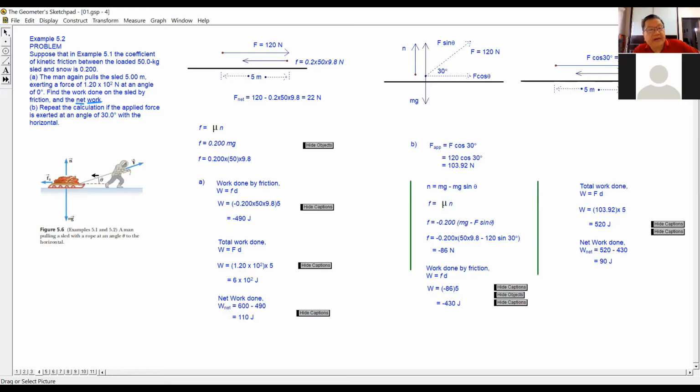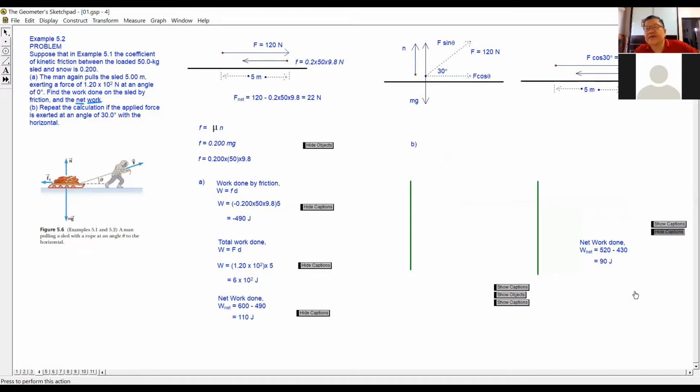Not parallel to the floor or to the snow like in the first case here, right? It is not parallel to the snow. So we want to calculate the same thing. How much is the work done against friction? How much is the net work done? We're going to go through the same process.